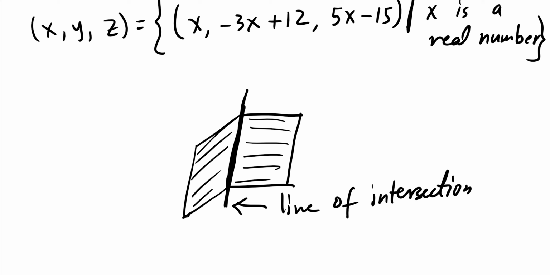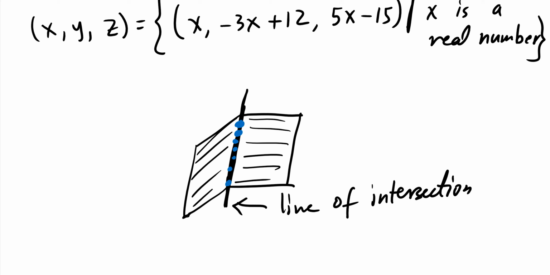So what happens is, if you pick a value for x, say 0, you're going to get 0, 12, negative 15. That's a point somewhere here on the line. If you pick another one, you're going to get another point, maybe here, maybe here. There are infinitely many solutions to this. But to represent the solutions as a set, this is how we represent it.